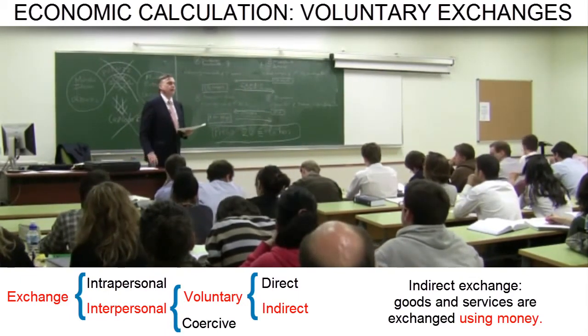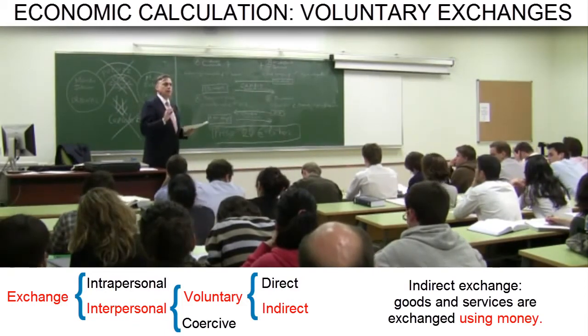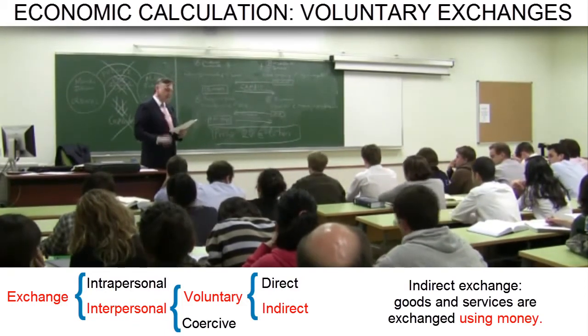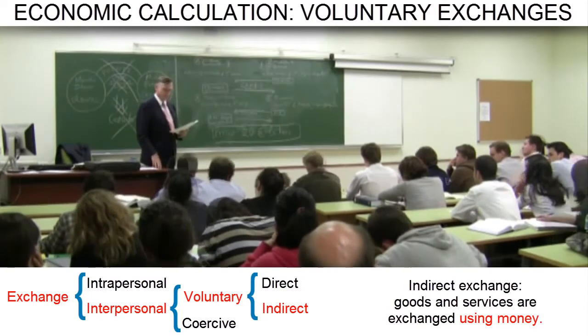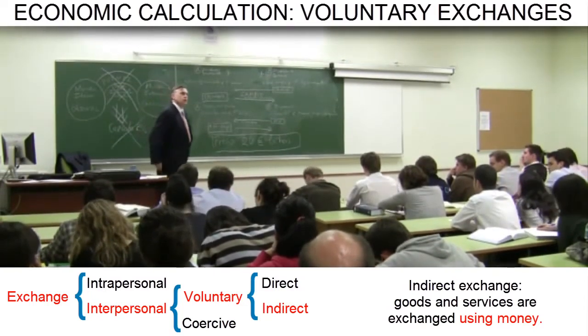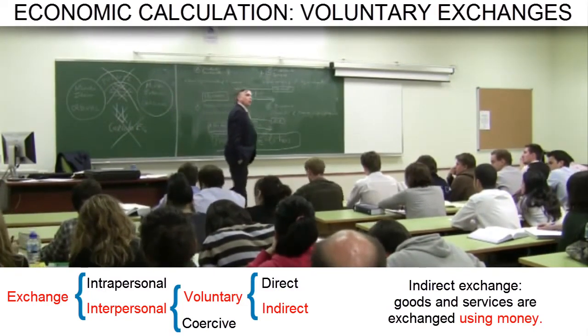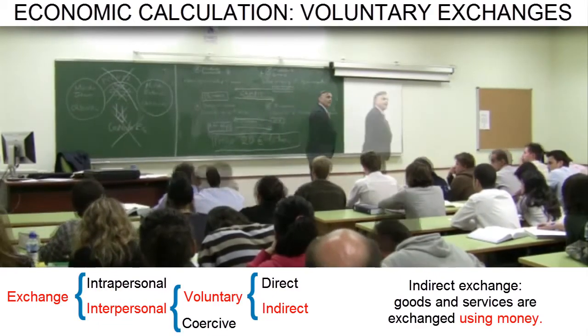For example, let's say I sell 1 kilo of butter for 20 euros, or I buy 1 kilo for 20 euros. I hand over the money, and the moment money appears, the exchange becomes indirect.